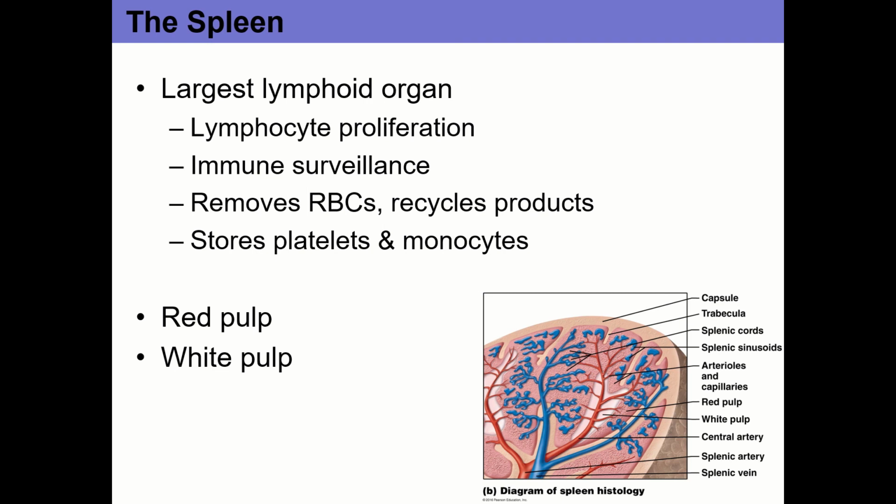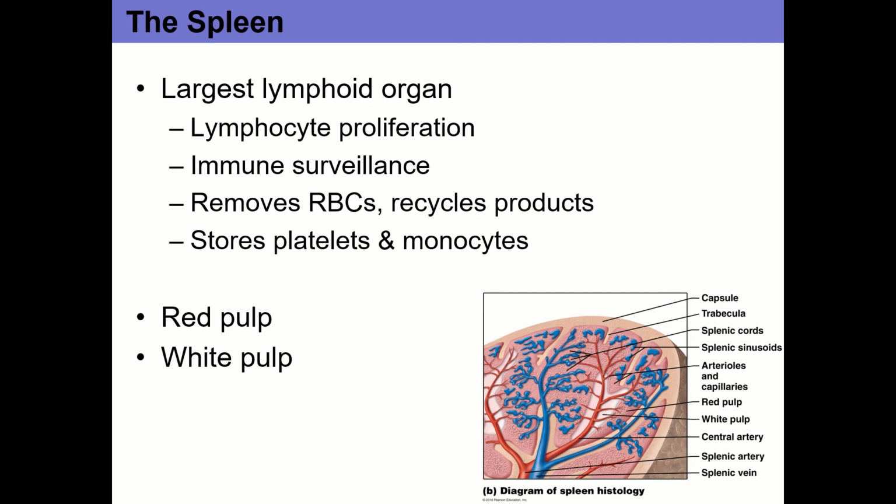There are two types of pulp that you can see there, red pulp and white pulp. Red pulp is where we clean out the red blood cells. White pulp is where the T cells and B cells are active, so that's our immune response area.